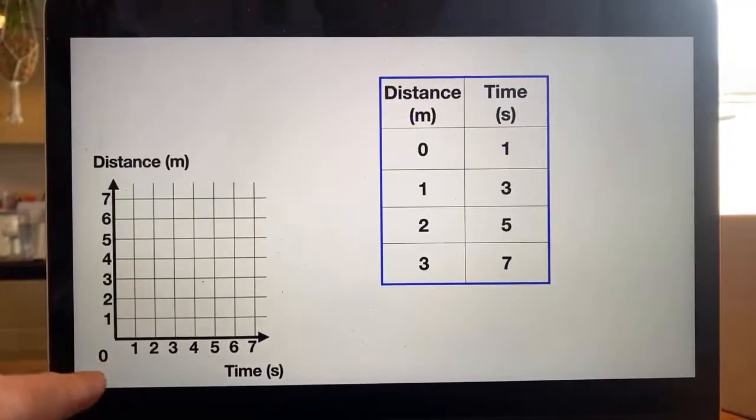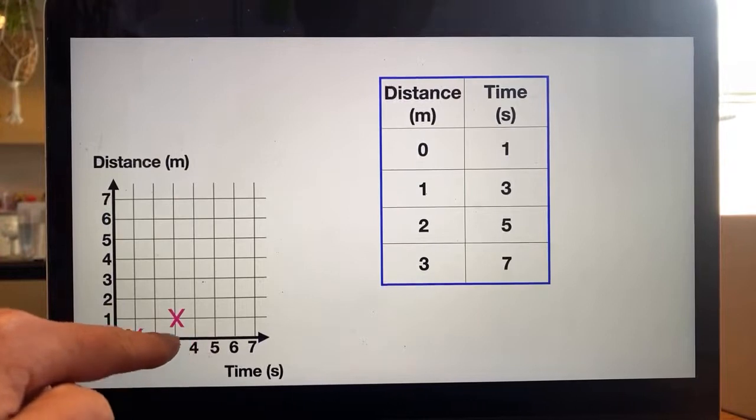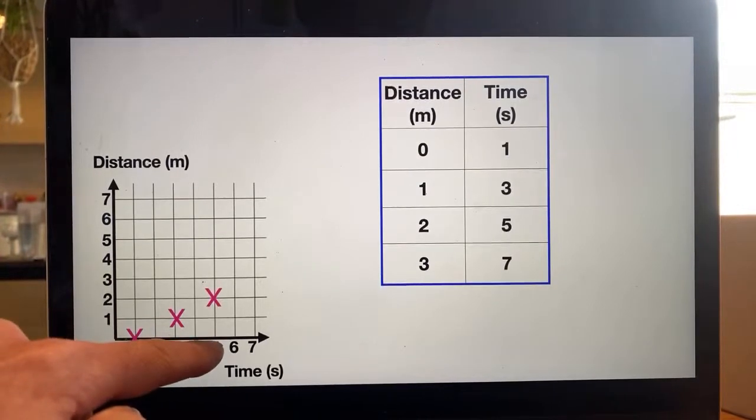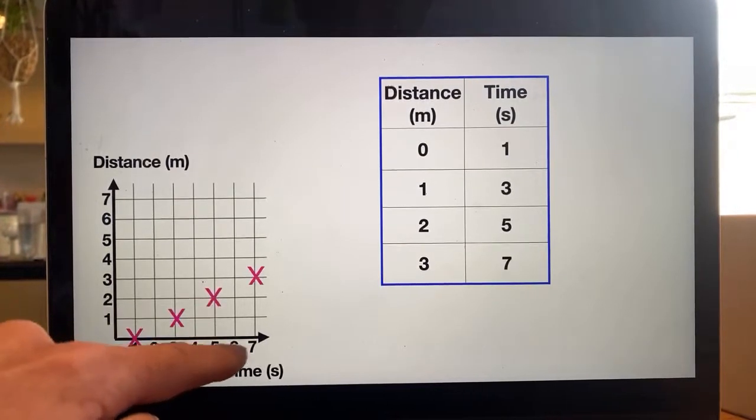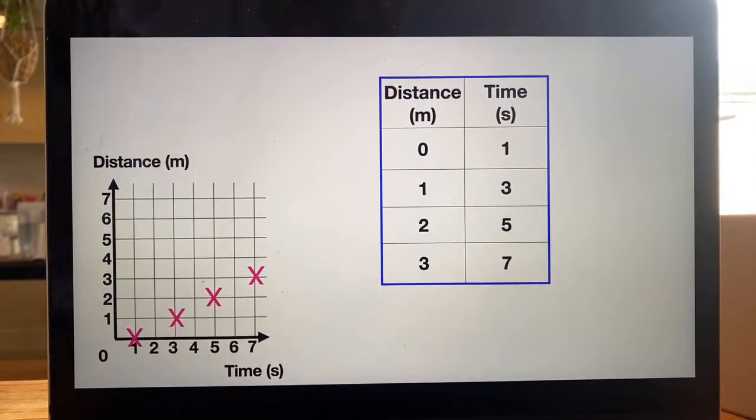So when 1 second had gone by, it had gone 0 meters. They don't always have to start at 0. Like we looked at Usain Bolt's race last week, didn't we, where it had a false start. This thing just stayed still for 1 second and then started moving. After 3 seconds, it had gone 1 meter. After 5 seconds, it had gone 2 meters. And after 7 seconds, 3 meters.